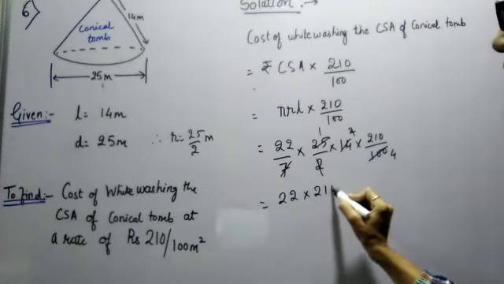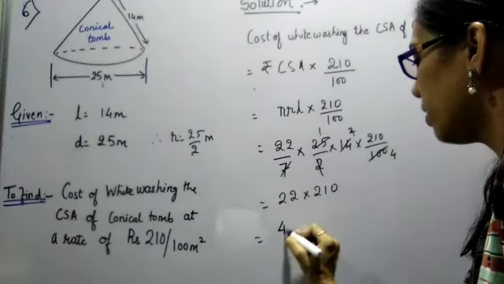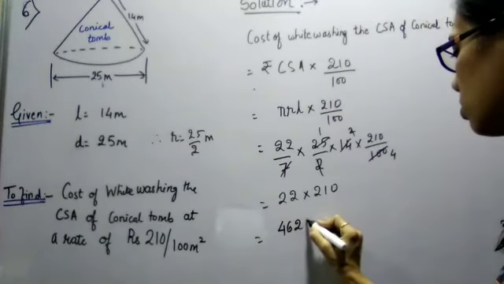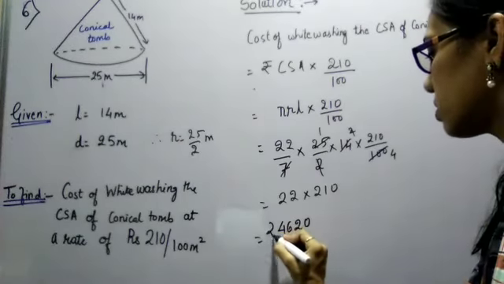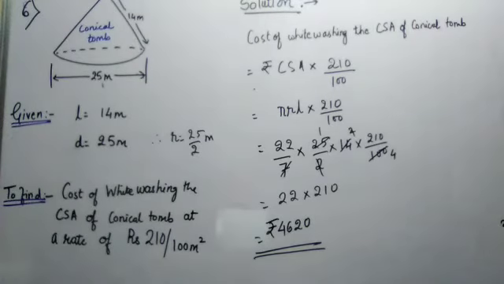So what do we get? 22 into 210 rupees. So 22 into 210, we have to find out its value. It is 4620 rupees. So here we have calculated the cost of whitewashing the conical tomb.